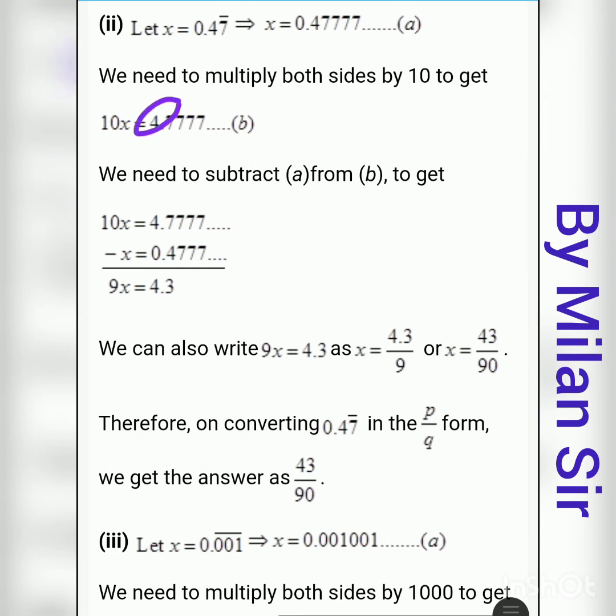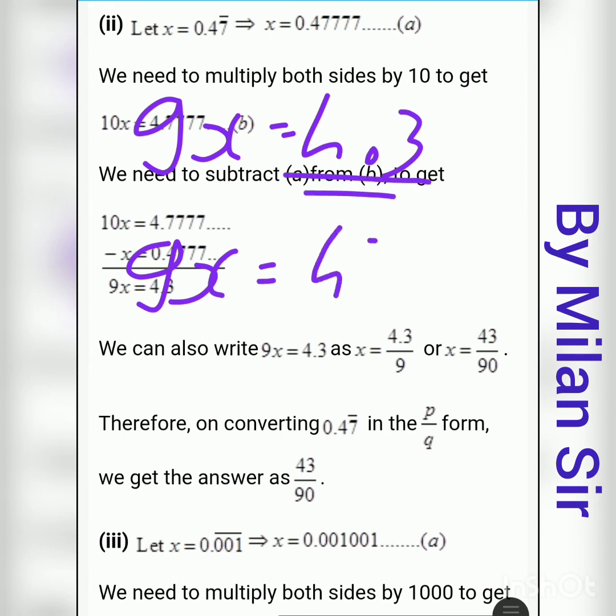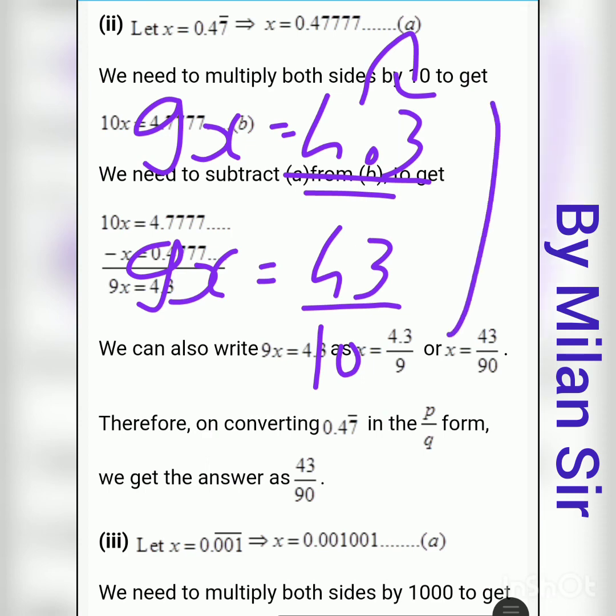Okay, 9x is equal to 4.3. Now we can write this as 43 by 10. After the decimal point only one digit is there, so the denominator is 10. Now transfer this 9 to the right hand side.